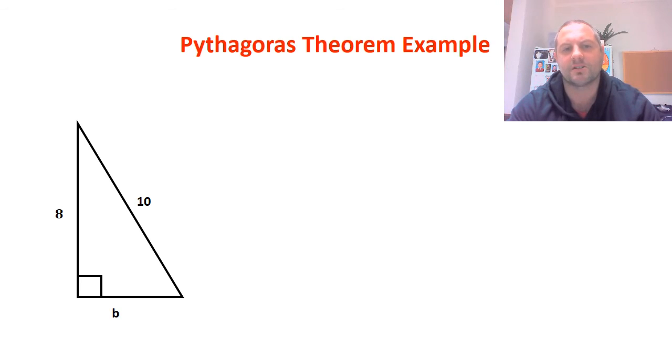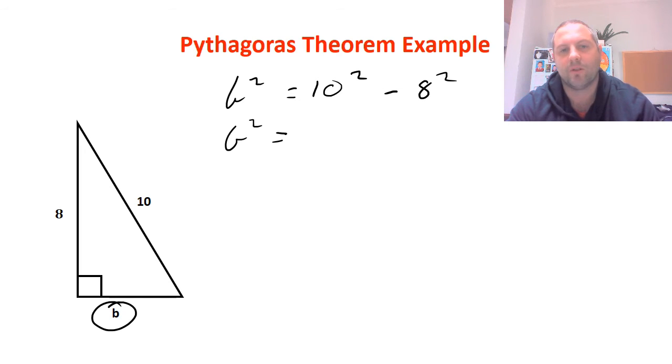Okay, here's another example. Now in this case we're looking for b squared. So this is b here. We know our hypotenuse is 10, so we have 10 squared, and we know our a is 8. We write it like this. We break it down, so we're still looking for b. We know 10 squared is 100. We know 8 squared is 64. Take it away, you get 36.